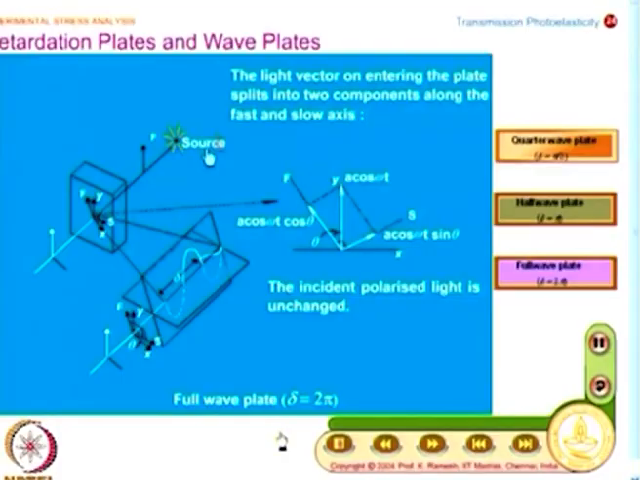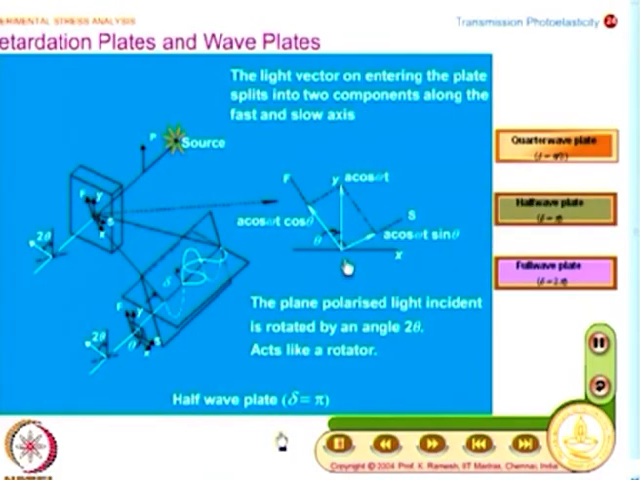For understanding the plane polariscope, you will have to just analyze whether the light coming out of the model is plane polarized or not. And what you find here, I have also shown schematically that the thickness of the plate is increased to provide you a large value of retardation. And what happens when I go to a half wave plate?